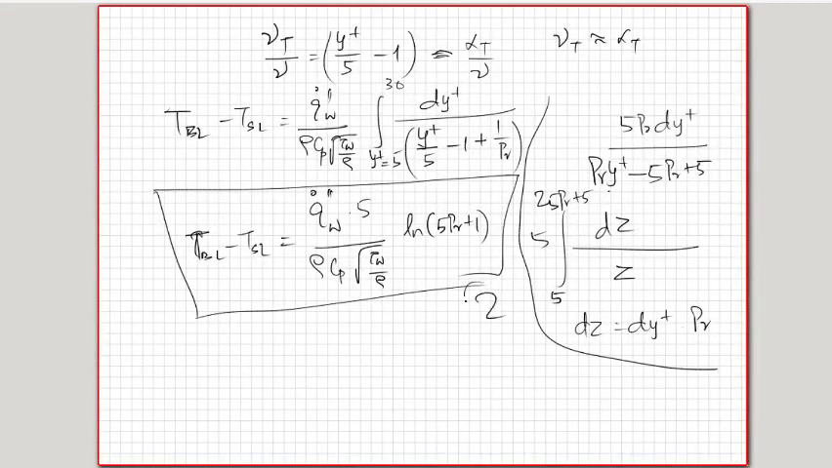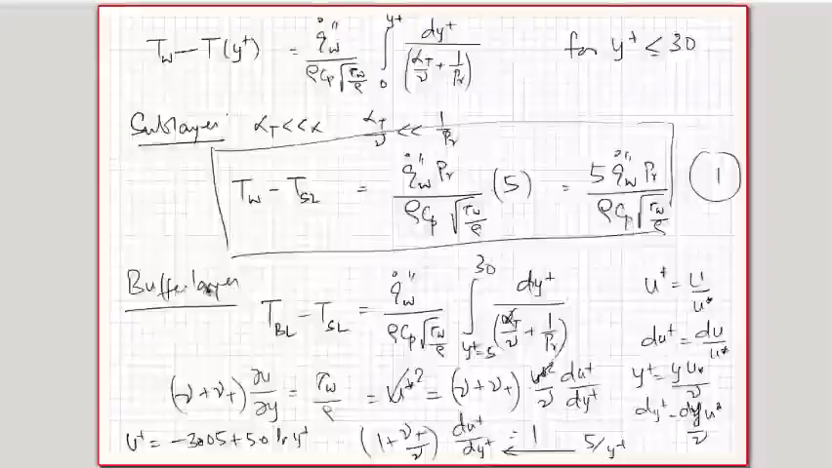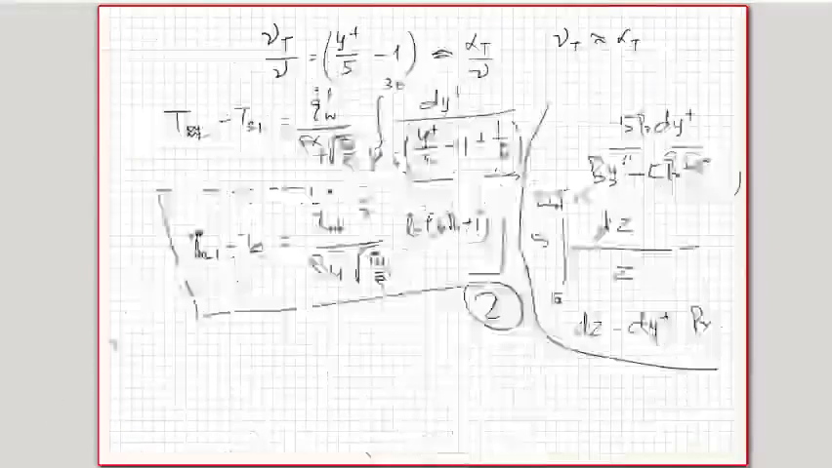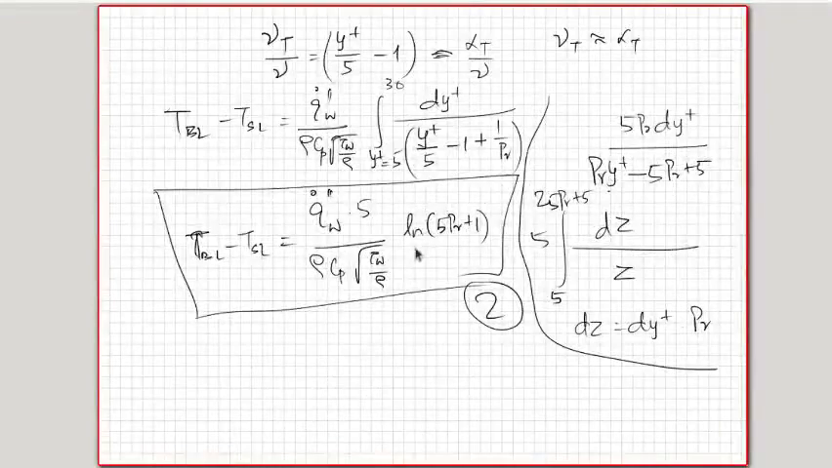Okay, so this I'll call equation number 2. We have got this equation number 1 for T wall minus TSL, which is again 5 Q wall PR by rho, so this one. So it's very similar to this, except that you have a log term here. Okay, so this is the second expression.